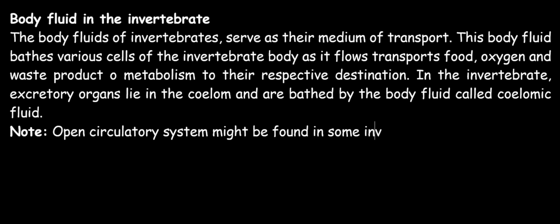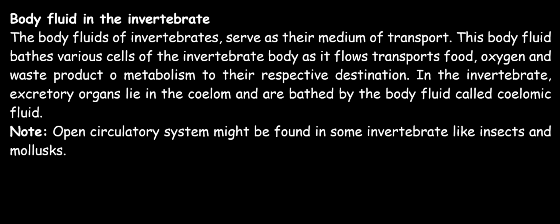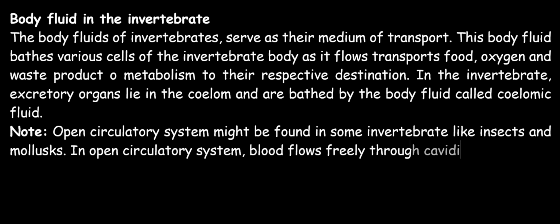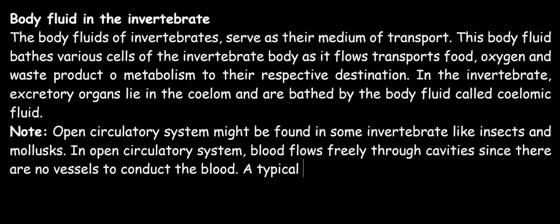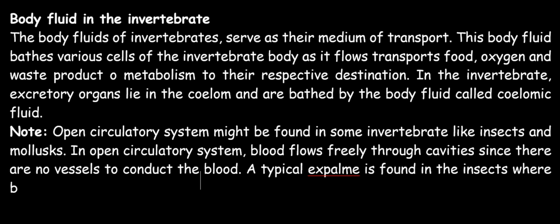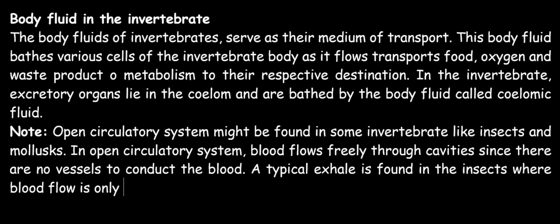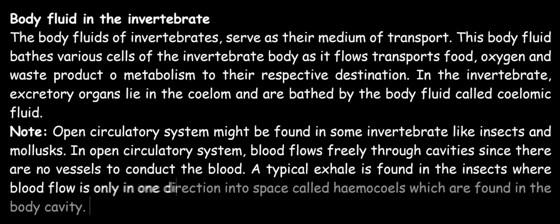That brings us to the question, what is an open circulatory system? In an open circulatory system, blood flows freely through cavities since there are no vessels to conduct the blood. A typical example is found in the insects, where blood flow is only in one direction, that is unidirectional, into spaces called hemocoels, which are found in the body cavity.